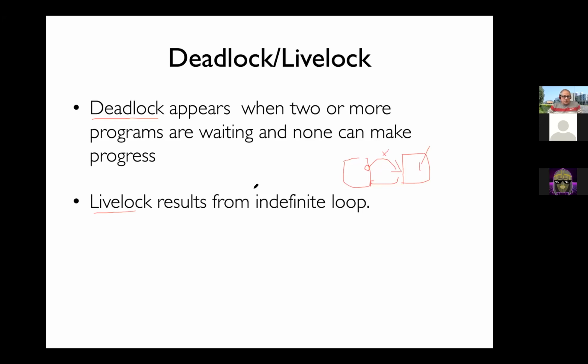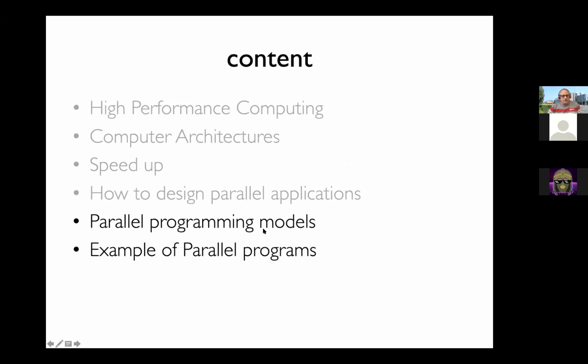A livelock situation can also happen if you just make a small mistake in your program and you create an infinite loop. Basically one part of the program gets into an infinite loop, never manages to get out of it, and never communicates the data at the right time to the other part of your program. What you get in fact is just another kind of deadlock. We just call it livelock because it's due to an infinite loop.